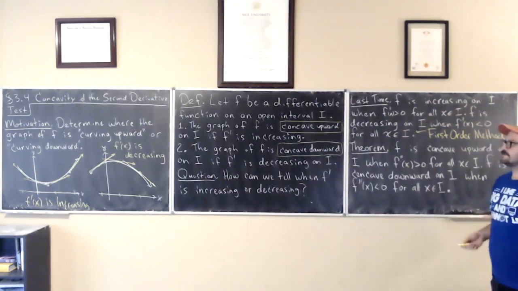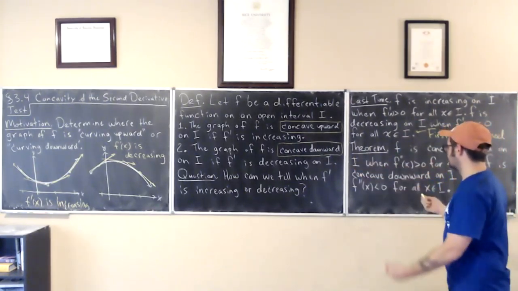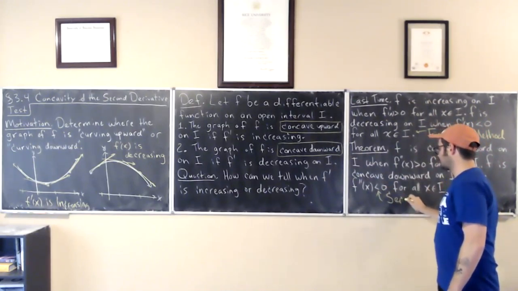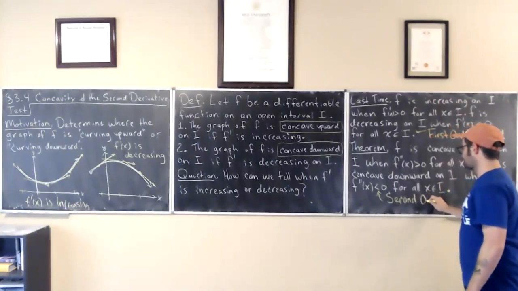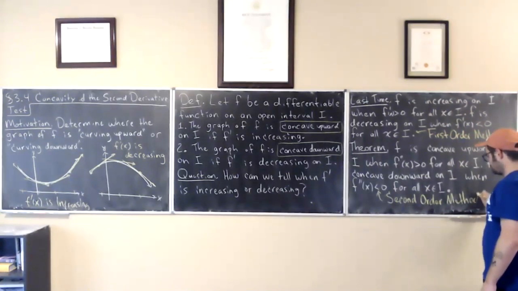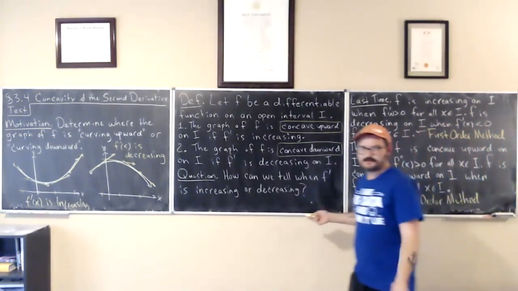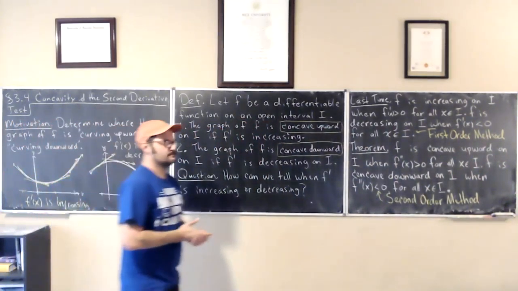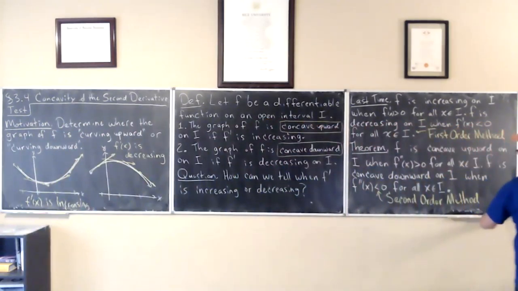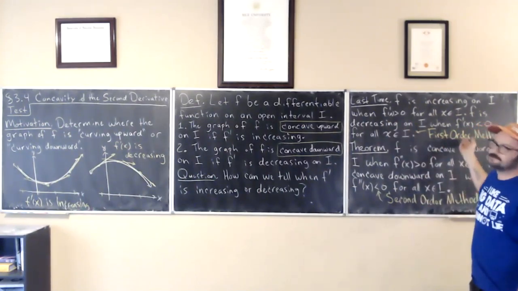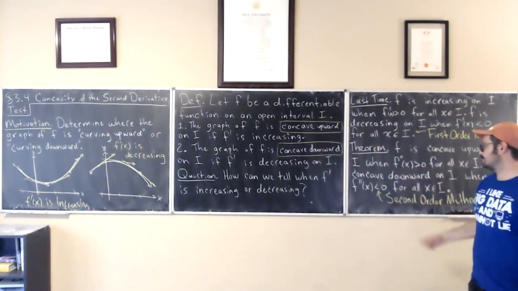And then here, when we use the second derivative to tell us information about the graph of the function f, we would say that this is a second order method. Can you guess why those have those names? It's about the derivative, right? When we use the first derivative to give us information, first order information. Second derivative, second order information.